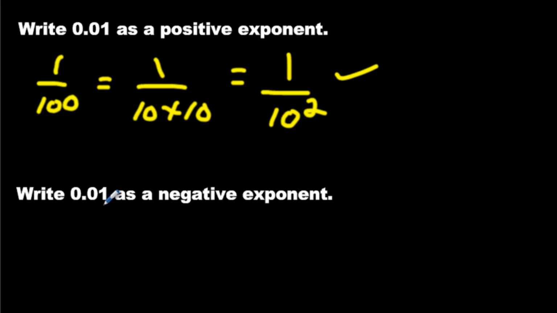Write 0.01 as a negative exponent. All the steps remain the same. It's going to eventually look like 1 over 10 to the power of 2. But to make it a negative exponent, we need to bump the denominator here. Since it's a denominator, the exponent's in the denominator, we need to bump him up to the numerator. And then he becomes 10 to the negative 2 over 1, which we will just leave the way it is right now.